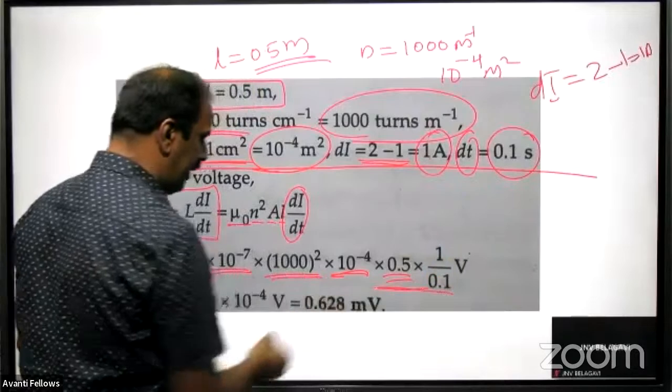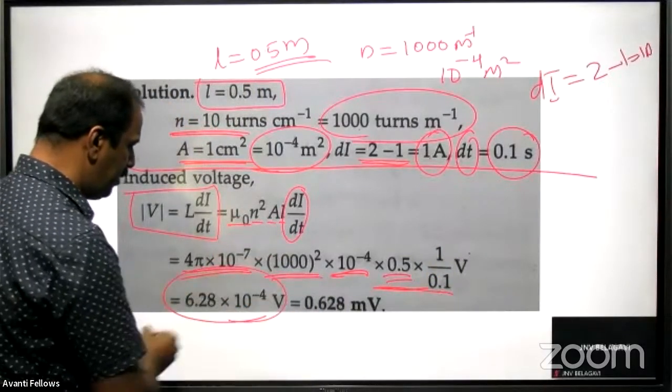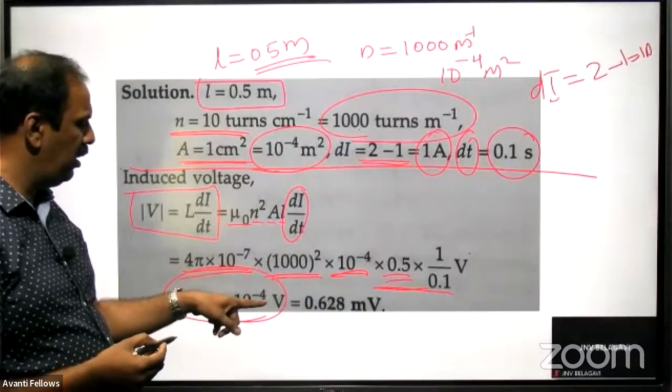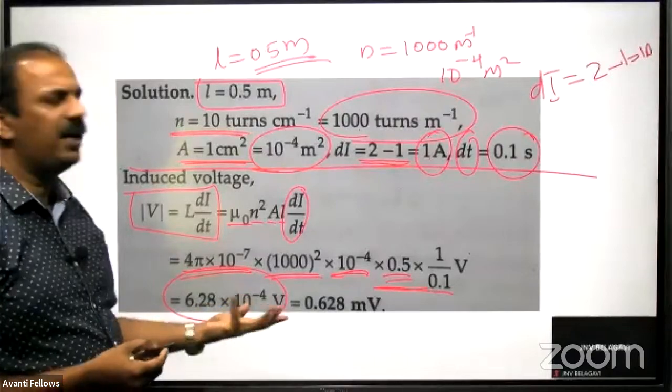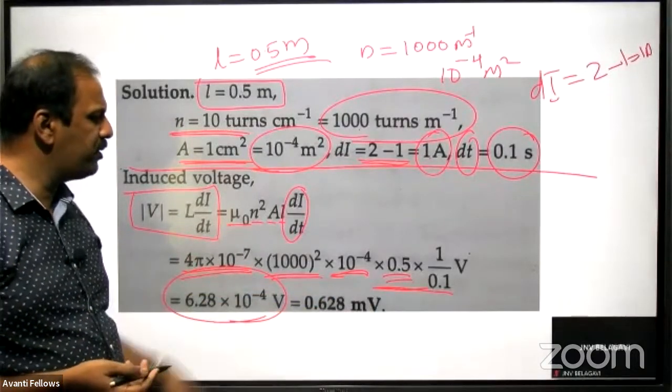So all the values are there. Just you do the calculation. So you will get like this. So this is 6.28 into 10 to the power minus 4 volt. Or you can write it as, generally we will write volt, millivolt like that. So you can take it as 0.628 millivolt. You can stop here.